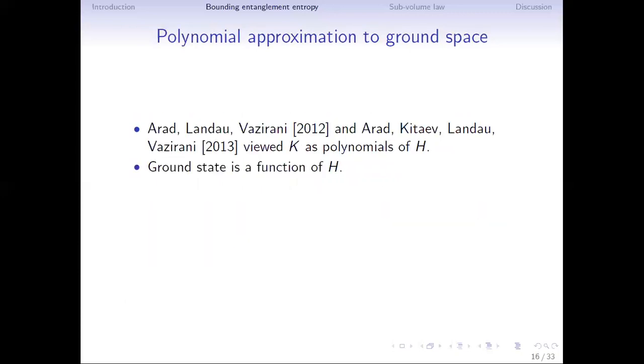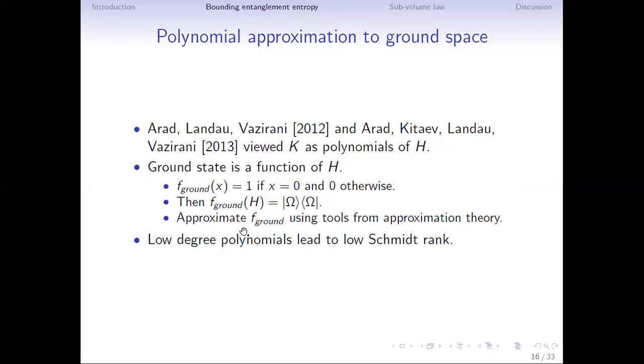I will not go into the details of these properties of the operator K. Rather, I'll carry forward with an important insight from the works of Arad, Landau, Vazirani, and Arad, Kitaev, Landau, Vazirani, which was to view K as a polynomial of the Hamiltonian. To understand this point, let us view the ground state as a function of the Hamiltonian. Let me define the function f ground, which takes a value 1 when the parameter x is 0 and is 0 otherwise. Notice that if I feed the Hamiltonian into this function, I get the ground state. Now I can approximate the function f using polynomials, which are well studied in approximation theory. And the upshot is that low degree polynomials lead to low Schmidt rank, which is what we desire.